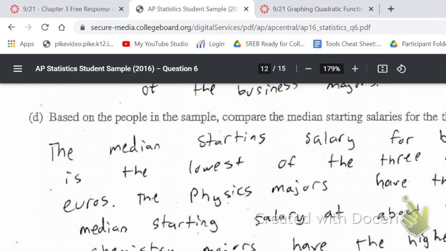Did you have a question, dear? Yeah. So you don't have to explain why chemistry is the highest, you just have to like say that? Mm-hmm. Yeah.